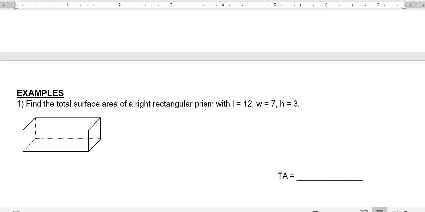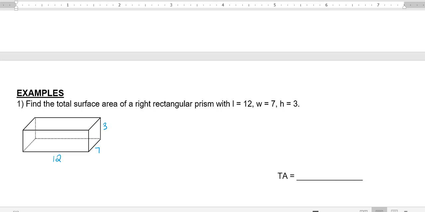12. I'm going to make this proportional, so I'm going to make 12 this larger length, 7 the width, and then that height of 3. It doesn't necessarily matter where you label these things. Your total area will be the same regardless.